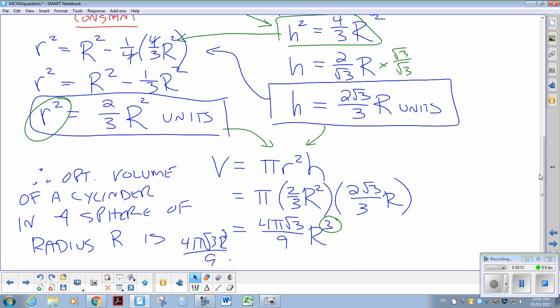All right, definitely a challenging question. It's really just finding the optimal dimensions of the cylinder. They just ask you to come up with the final volume. If you have any questions with that or want further explanation, let me know.